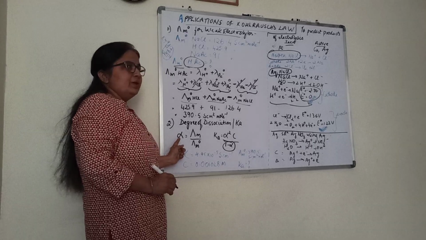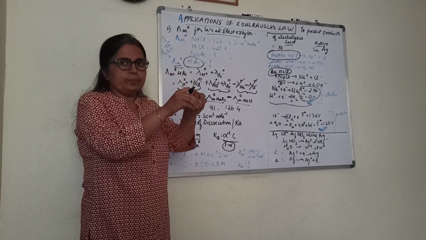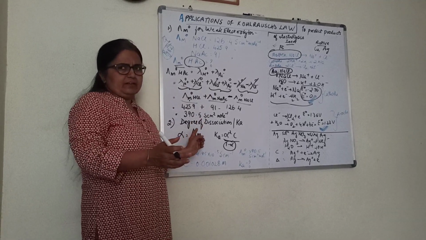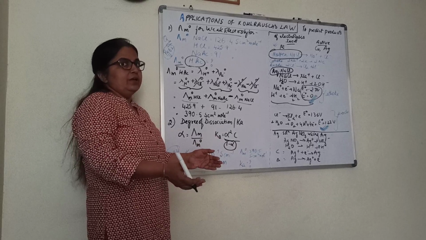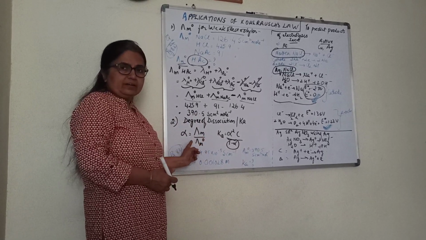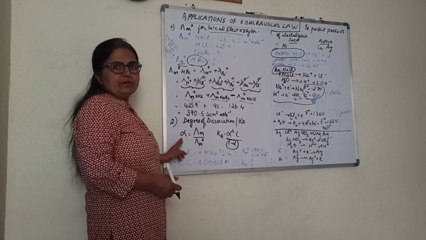Now there is a formula. Degree of dissociation means out of the overall, how much is there? We have alpha, that is the molar conductivity at any dilution, divided by limiting molar conductivity at infinite dilution. That means that ratio will give you the alpha value.